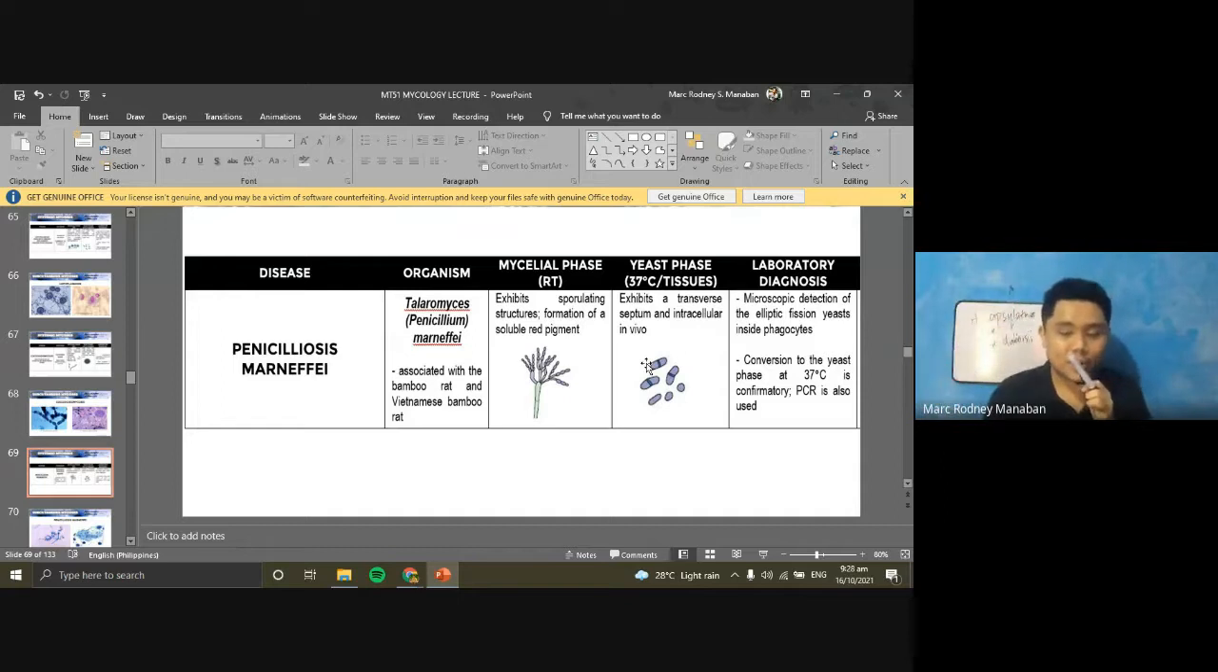Okay? Now for lab diagnosis, microscopic examination and conversion to the yeast phase at 37 degrees Celsius is confirmatory. Actually, for the rest of your systemic mycosis, ang confirmatory test is the conversion to the yeast phase. Because again, we use the yeast phase to differentiate, okay, to speciate. Because again, it's through the yeast that we can see a lot of the characteristics. Mas maklaro na to siya. Okay? Alright, ayan. That's for Penicilliosis marneffei.